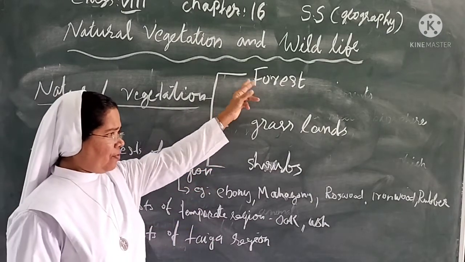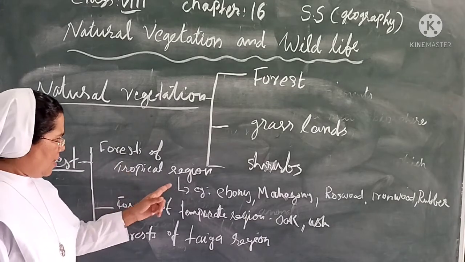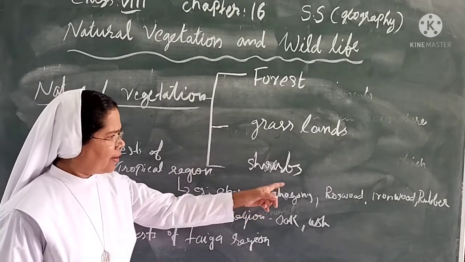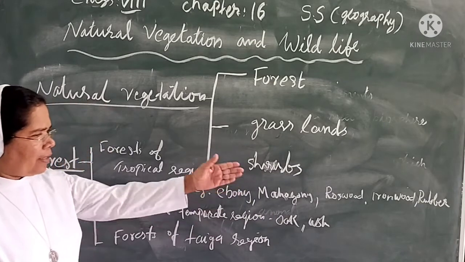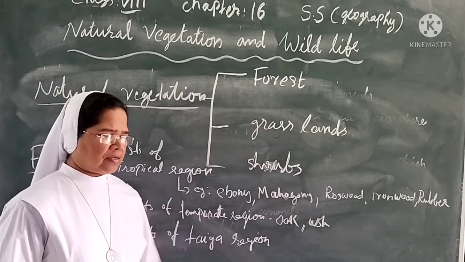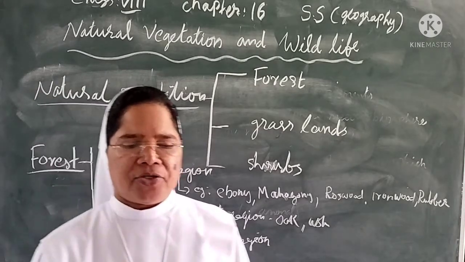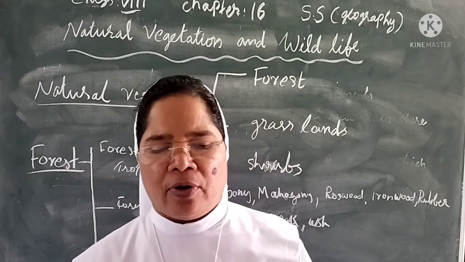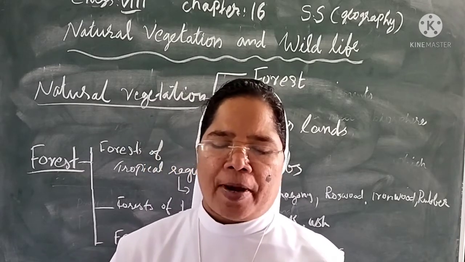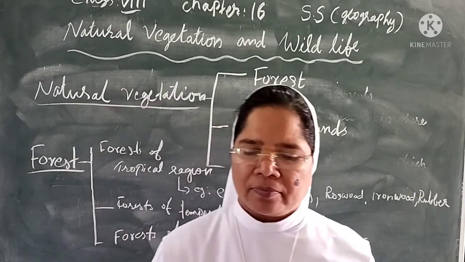So forest is divided into three: forest of the tropical region, where the main trees are there; second, forest of the temperate region, where oak, ash, and other trees are there; and third, forest of the taiga region, where there are many olive, oak, stone, and pine. These are the main trees of the taiga region.